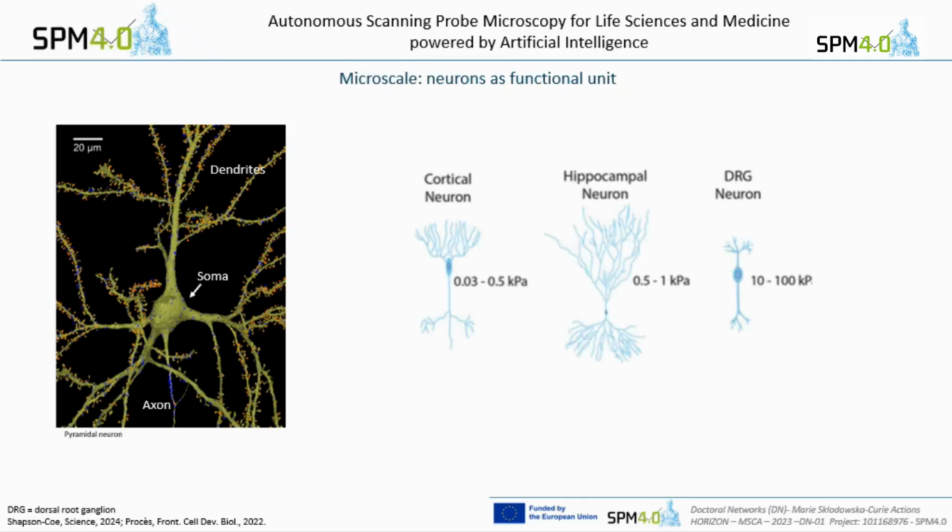I briefly mentioned that there is a great variety in morphology. This is true. You can see here different neurons: an example of a cortical neuron, a hippocampal neuron, and a neuron from a dorsal root ganglion, so the peripheral nervous system. And they are not only different morphologically and in terms of size, also of the soma, but they have different stiffness properties. So the cortical neuron is softer than the hippocampal neuron, which is then softer also than the dorsal root ganglion neuron. So this may also be contributing to local stiffness properties.